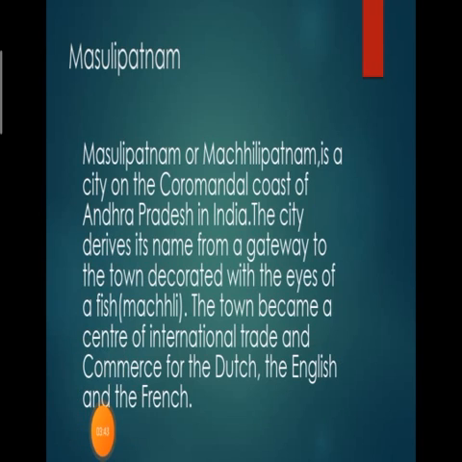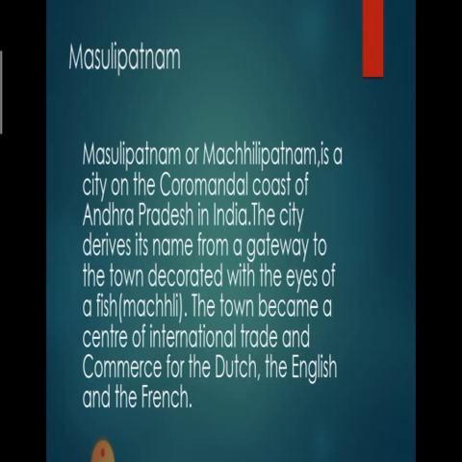Next important city of the medieval period is Masulipattnam. Masulipattnam, also known as Machilipatnam, is a city on the Coromandel coast of Andhra Pradesh in India. The city derives its name from the gateway to the town decorated with the eyes of a fish, machli. It was founded in the 14th century by Arab traders who found their way from the Red Sea to southern India. The town became a center of international trade and commerce for the Dutch, the English, and the French.